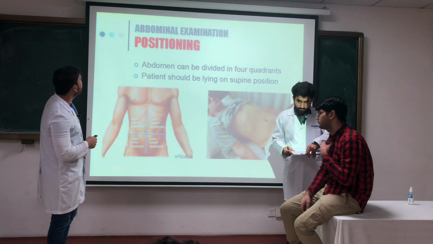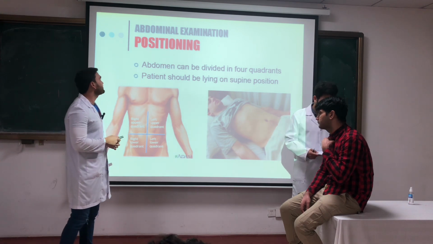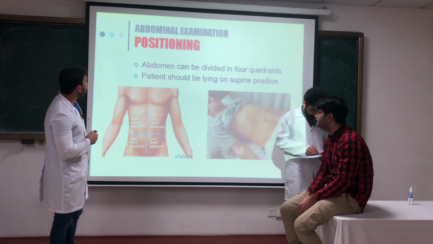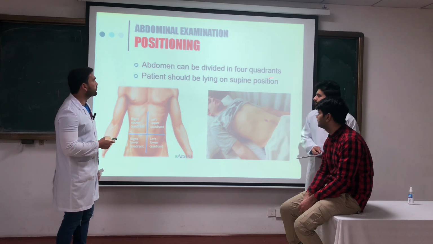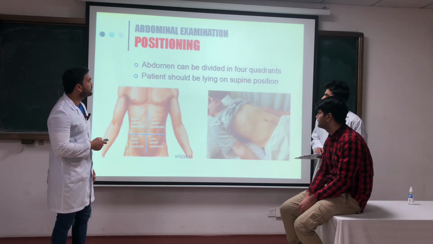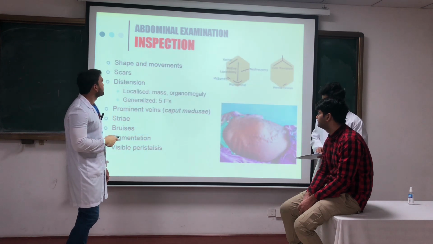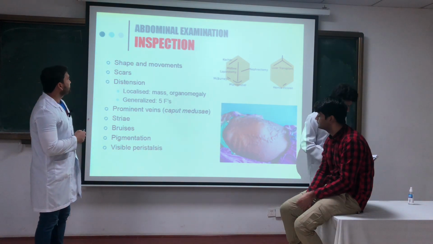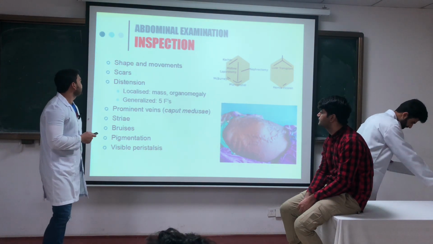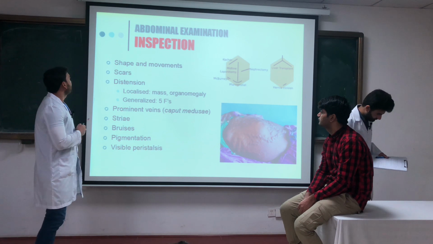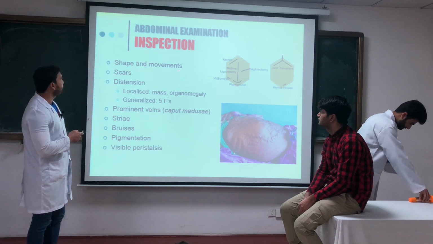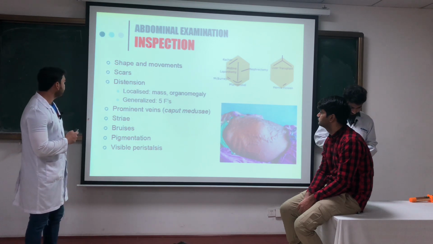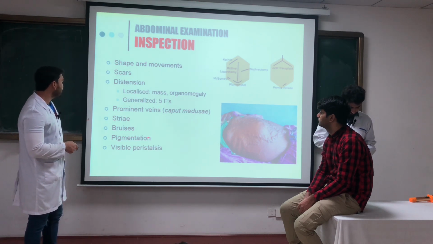Next, we are discussing abdominal examination. First of all, we discuss positioning. The abdomen can be divided into 4 quadrants. The patient should be lying in supine position. In abdominal examination, we first discuss inspection. In inspection, we will see the shape, movement of the abdomen, any scar on the abdomen, distension, striae, and pigmentation.